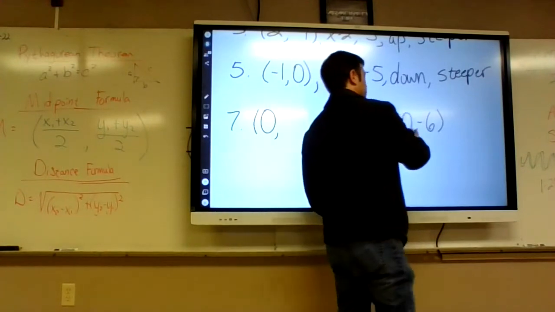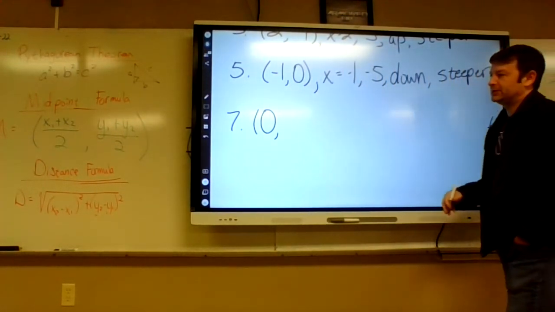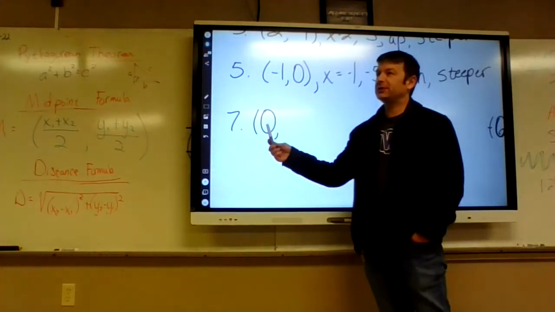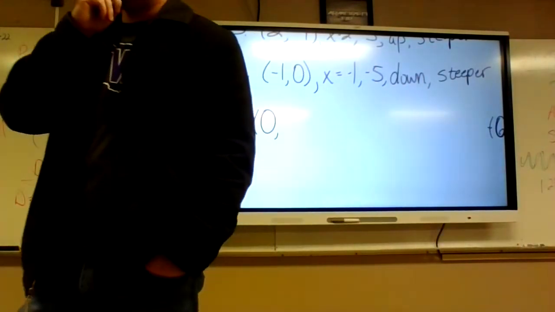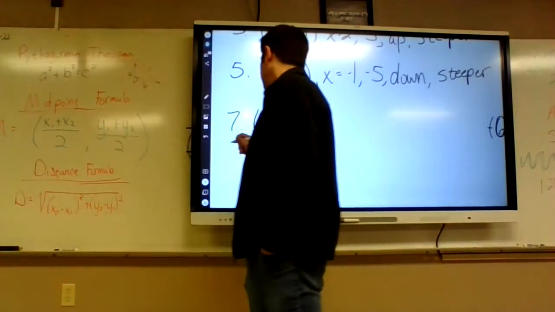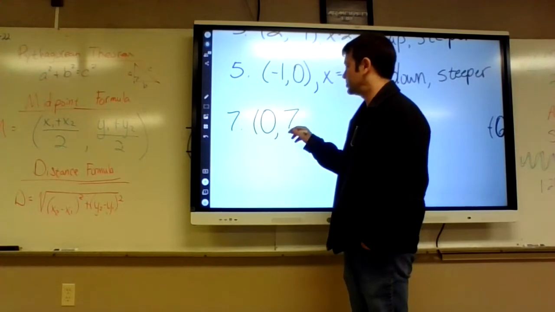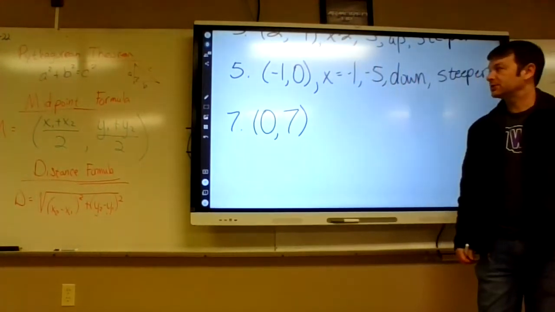This is not number 7, that's number 4. It's not going to move right or left any. It's going to stay in the middle, 0. But the +7 is going to do what to the graph? Make it go up 7. So (0, 7) is the vertex.